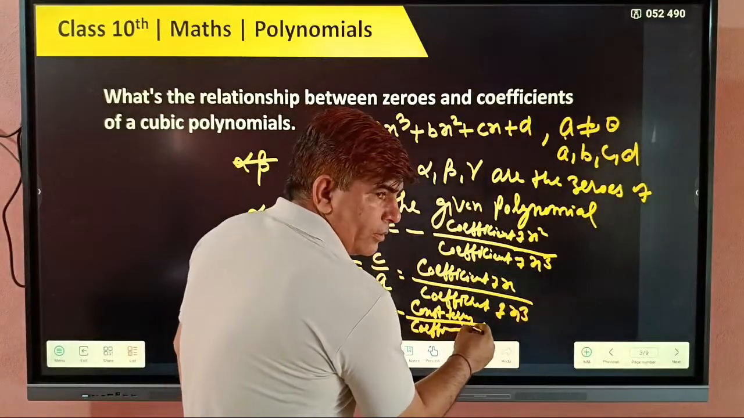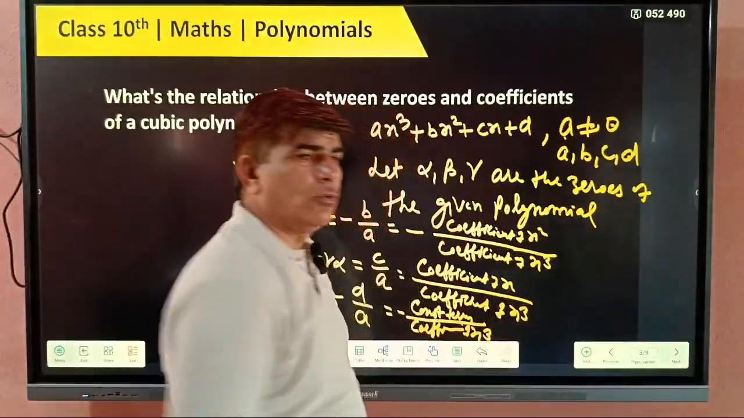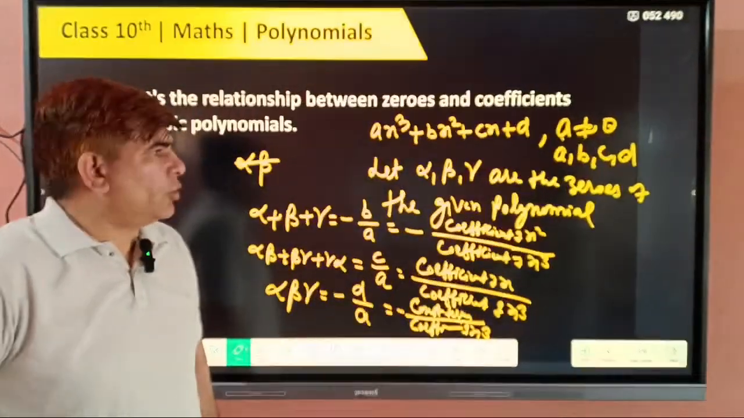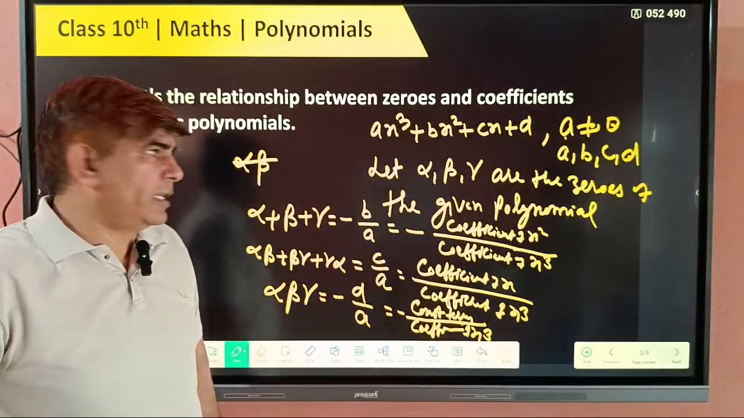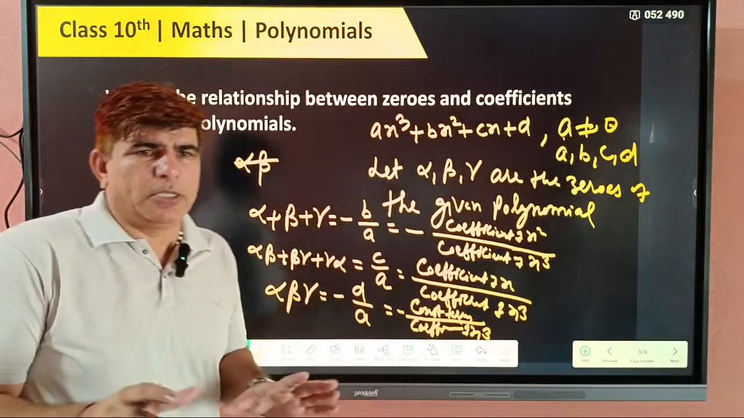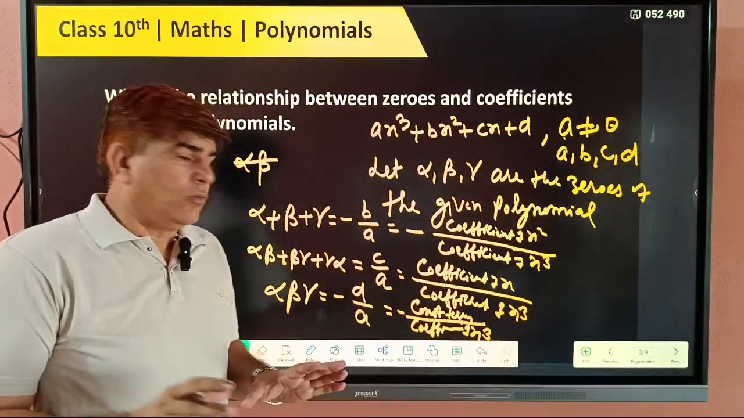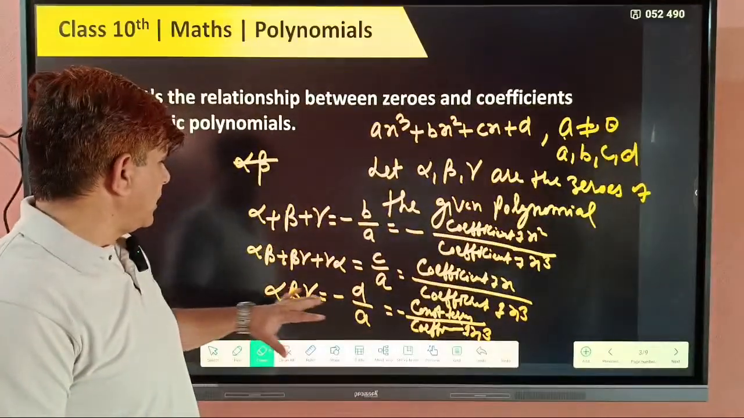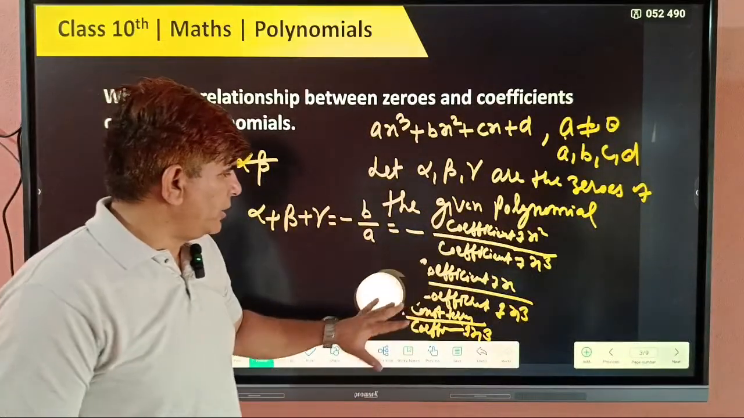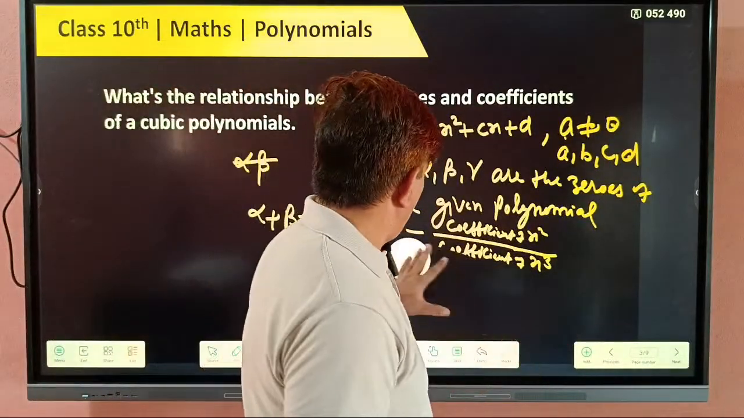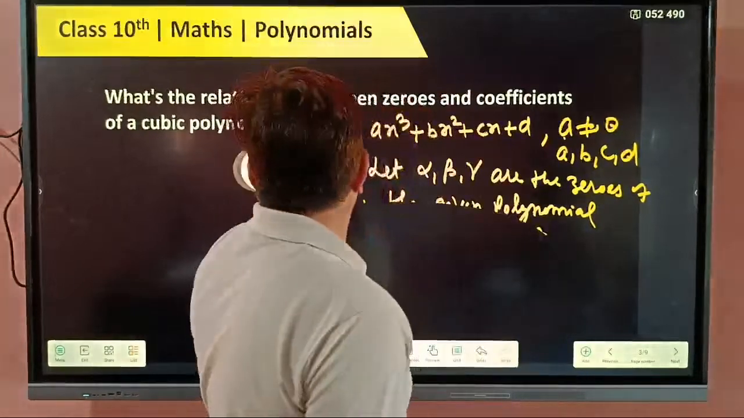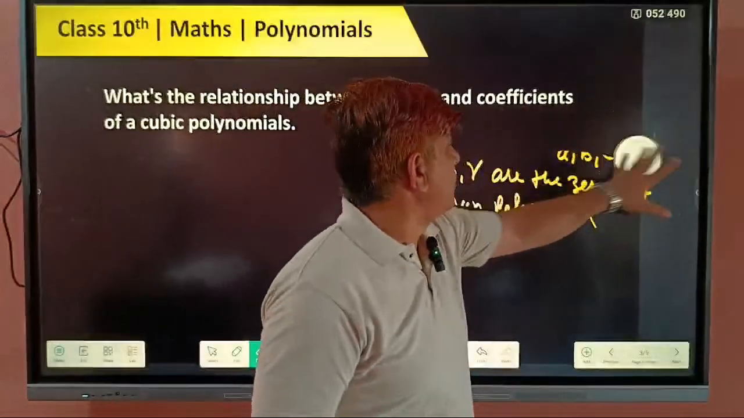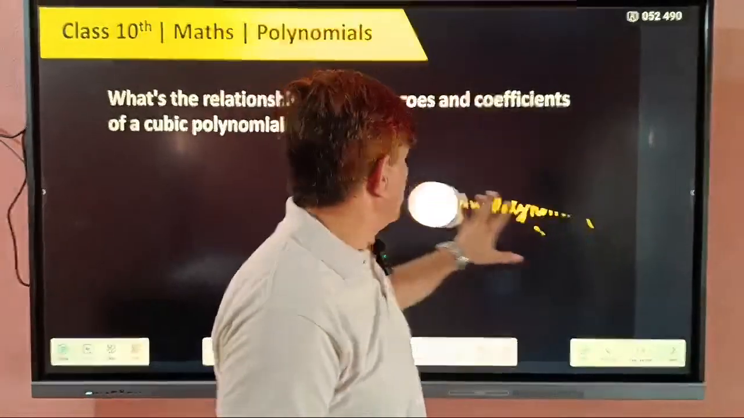Coefficient of x cube. So this I told you. I think you understand this only, not in your syllabus, but I'm telling you what I told you. This is the relationship. Again I can write. So we can come to our topic. Which is our topic? Quadratic polynomial, which is in our syllabus.